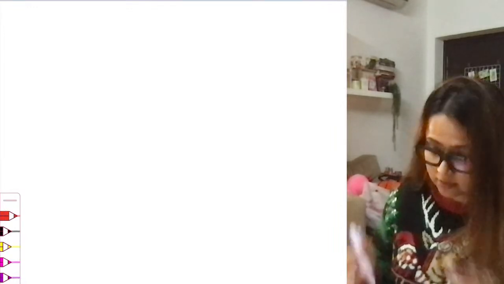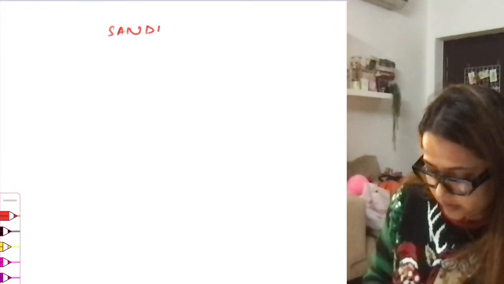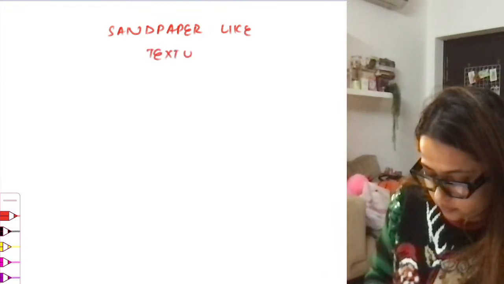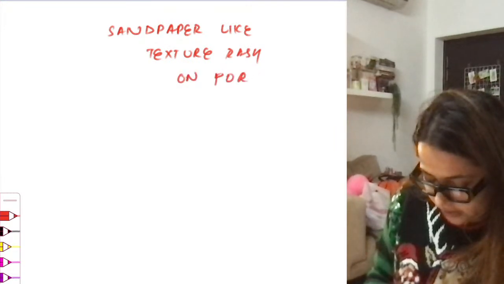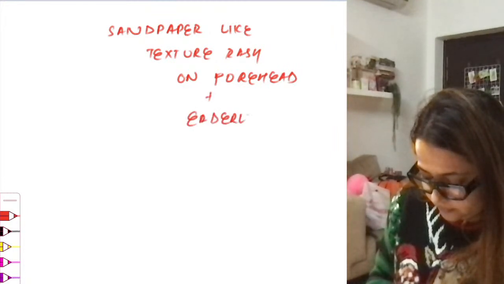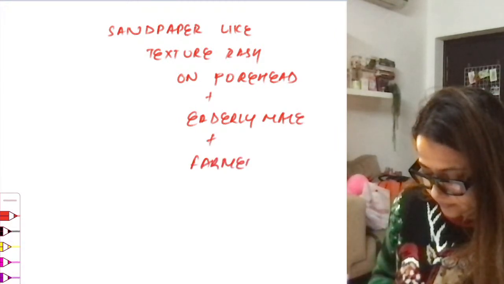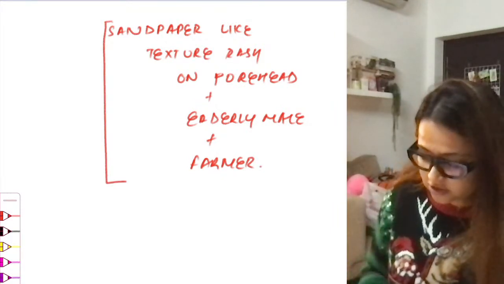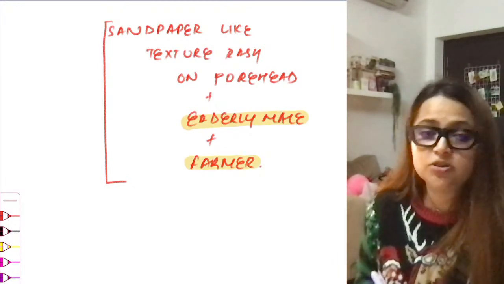So what if the wording in the question is changed? Sandpaper-like texture rash on the forehead in an elderly male who is a farmer. So guys, see here the history has changed. What has changed? You have changed the age group here, elderly male. Look at the occupation, farmer.